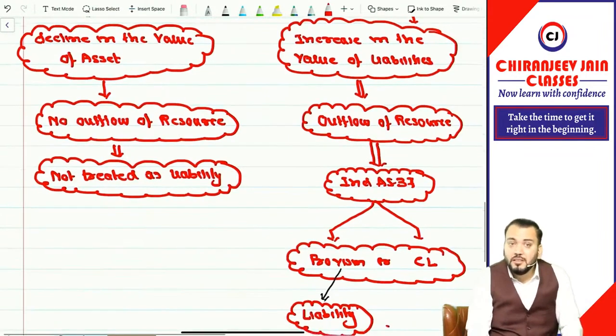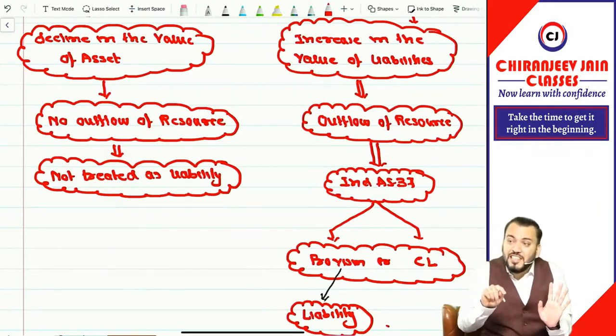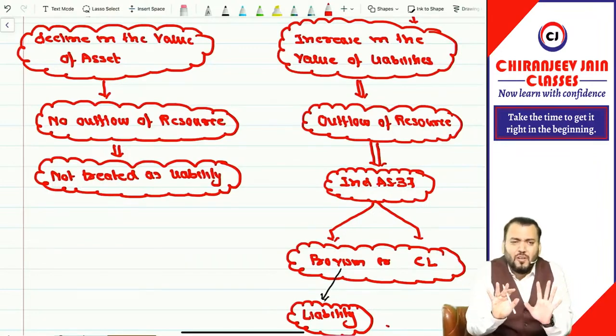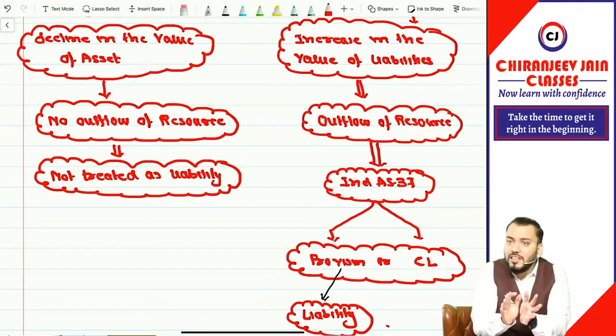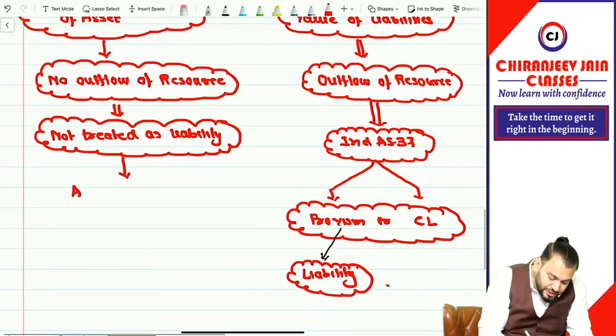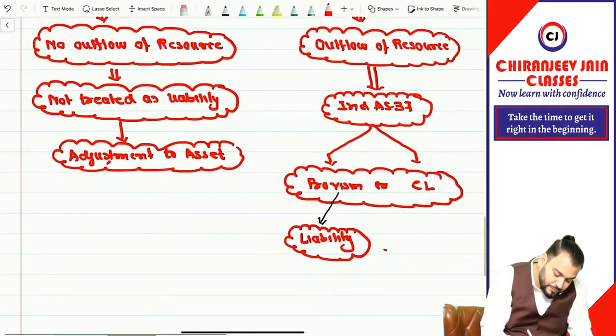Correct. Have you understood? So any decline in the value of asset due to some condition existing on balance sheet date arising from past event is not a liability. Can you say it is only an adjustment to asset? It is only an adjustment to asset. So it will be considered as an adjustment to asset. And such adjustments are known as impairment losses.